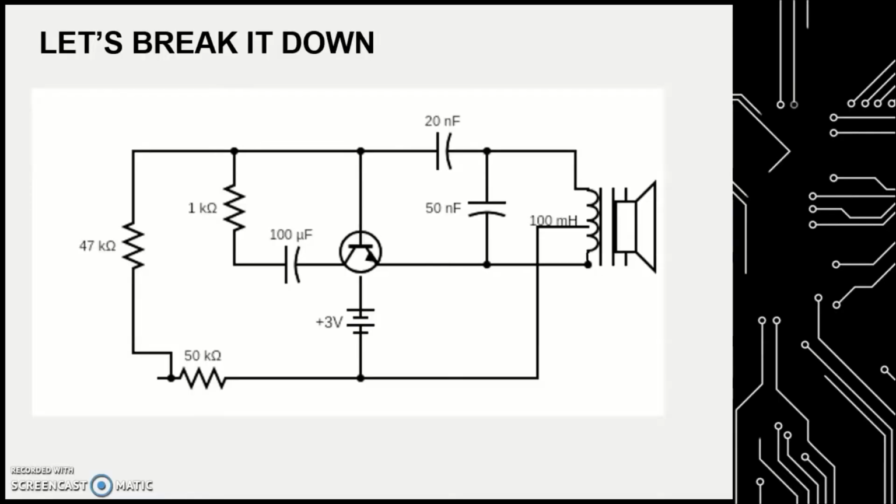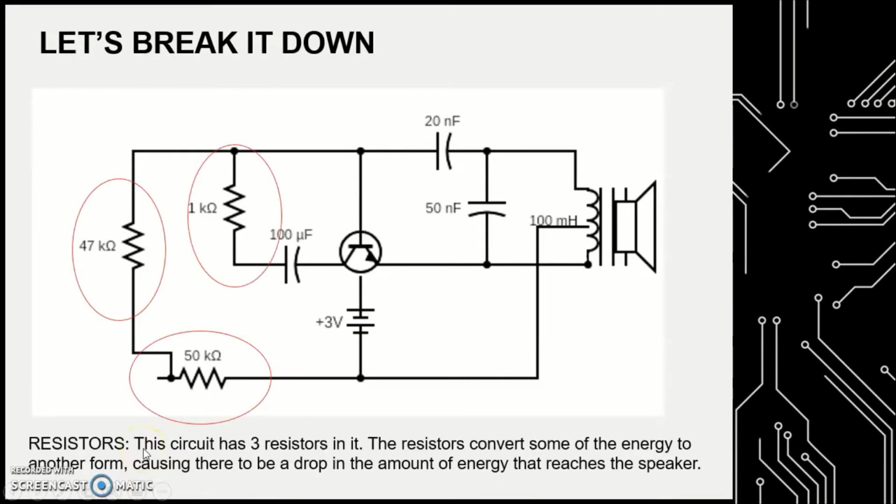Alright, now let's look at a diagram of that example. Here we have our components laid out in a basic circuit diagram. As you can see, we have 3 resistors, and the resistors convert some of the energy to another form, causing there to be a drop in the amount of energy that actually reaches the speaker.